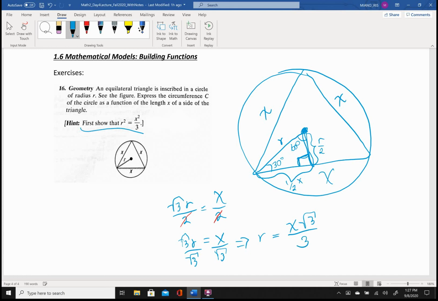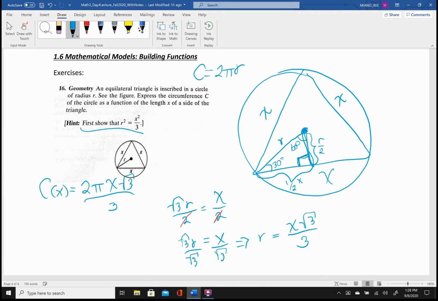Okay, so if you want r squared, you would get x squared over 3, right? Because the root 3 squared would become a 3, and the 3 squared down below would be a 9, then cancel out to x squared over 3. That's all well and good, but what is the circumference formula? Well, circumference equals 2 pi r, so therefore you would have the circumference in terms of x as being 2 times pi times r, which is actually 2 pi x square root 3 over 3.